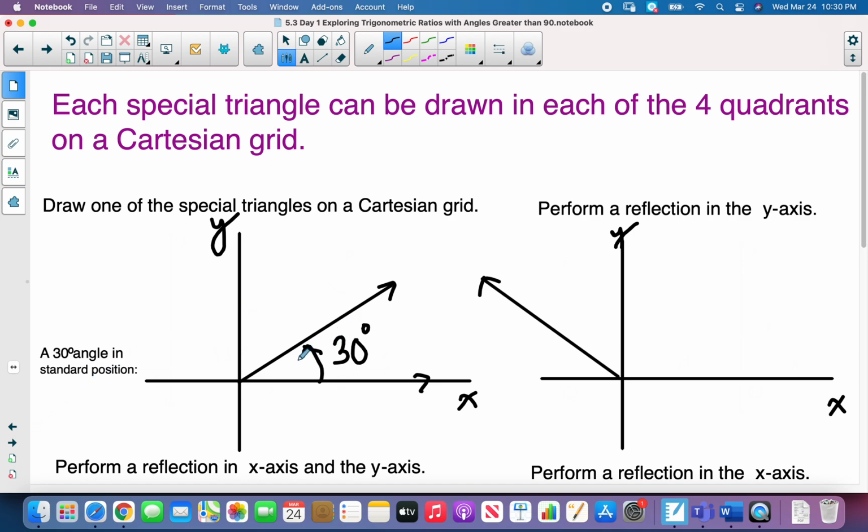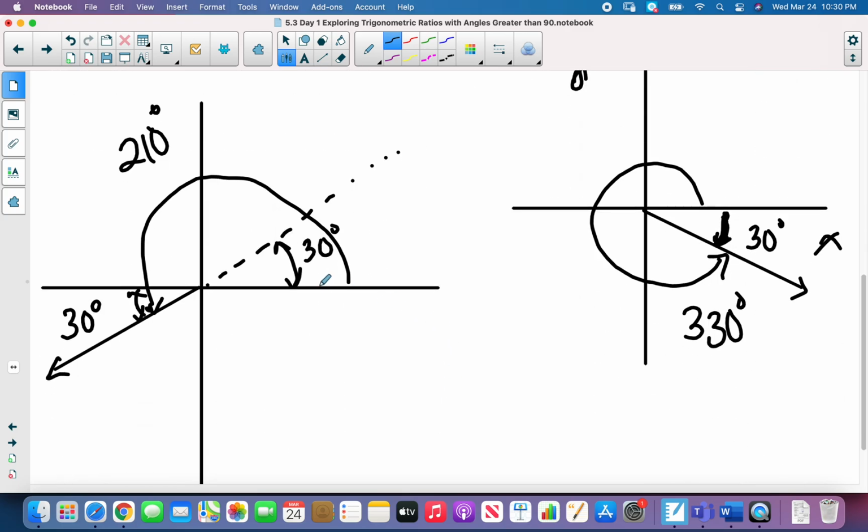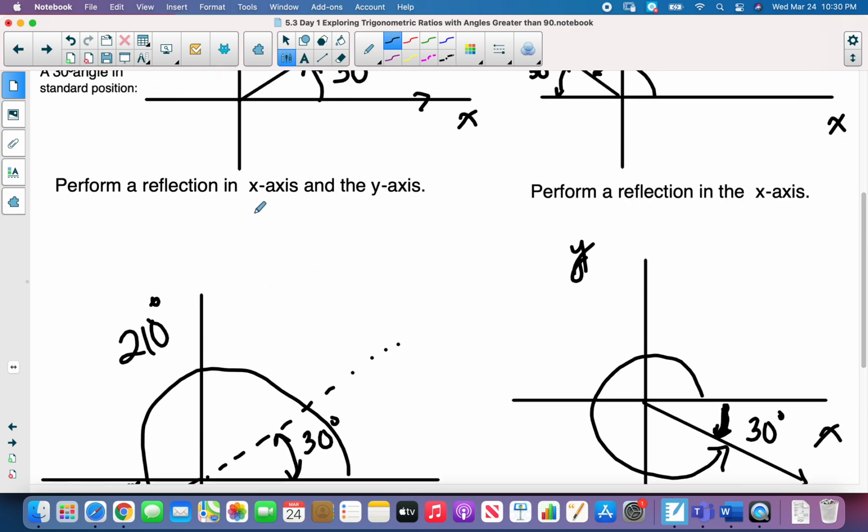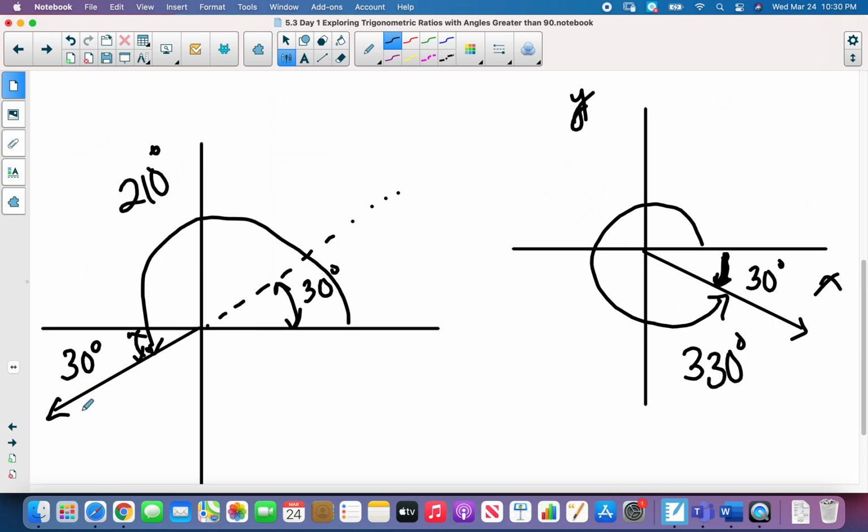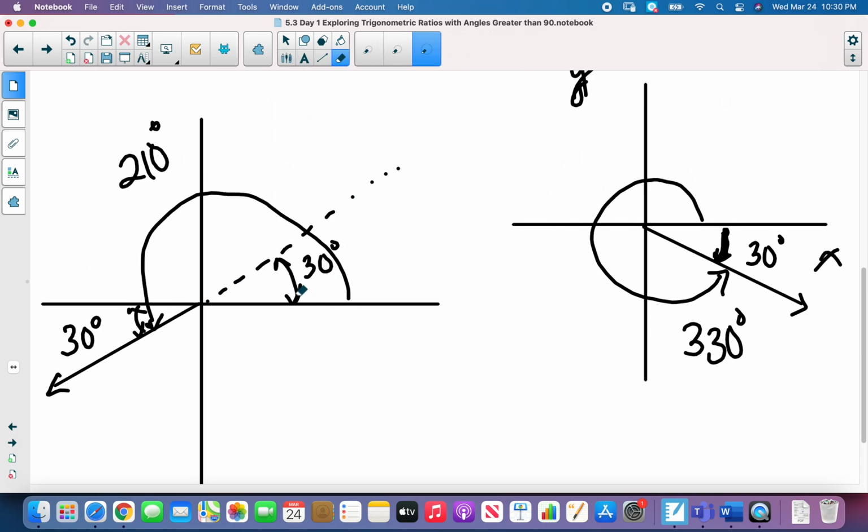So let's say we have a special angle that is in the first quadrant, 30 degrees. If that angle is reflected in the y-axis, it ends up being the case we just saw in the previous example. This related acute angle is 30, but our actual angle theta is 150 degrees, right? If this angle is reflected in the x-axis and the y-axis, it ends up being in the third quadrant. So what is our final angle? Our angle is 180 plus 30, which is 210 degrees.